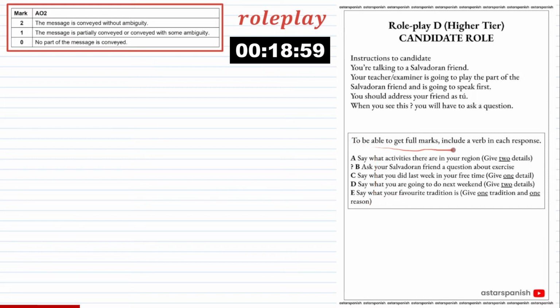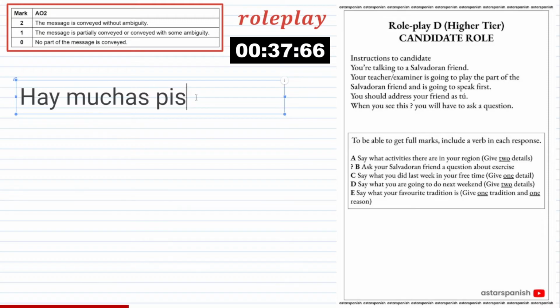To be able to get full marks, include a verb in each response. So for this, I'd always keep my answers really short and simple. Do not write any more than you need to. So first one, say what activities there are in your region and give 2 details. So activities, we can use verbs like "hay". So "hay" means there is or there are. So "hay muchas piscinas", let's say. There are a lot of swimming pools.